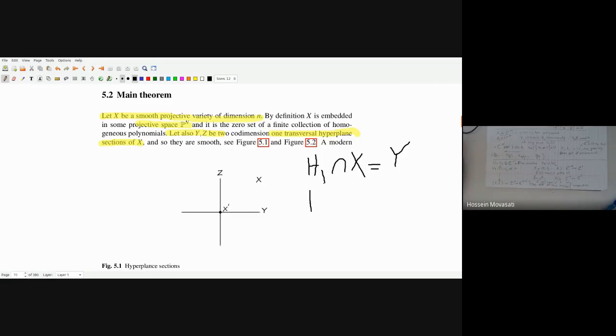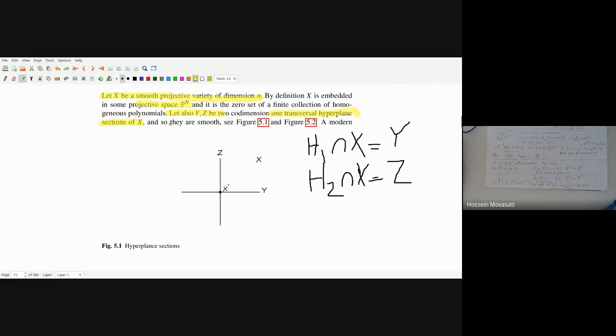And then the other hyperplane section H2, let's say Z. I have ordered a touch screen monitor. I hope that it will make my writing better. But anyway, I take two hyperplanes H1 and H2, then their intersections with X are Y and Z. And because of the transversality, it is easy to see that Y and Z are smooth. And something extra that we have to assume is that Y and Z themselves intersect each other transversely. This will be also important.